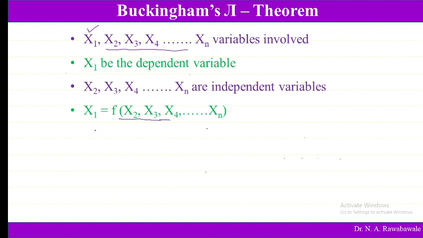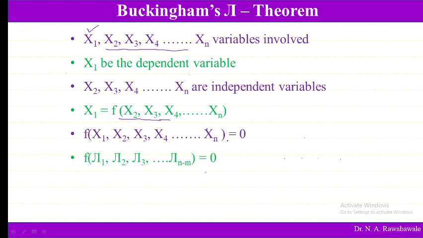Therefore we can write this as another function f, which includes the variables x1, x2, x3 up to xn, equal to 0. We can write it in this way. Now if it contains n variables and m fundamental variables, out of that we can arrange n minus m pi terms. So the above equation can be written as a function of pi terms.